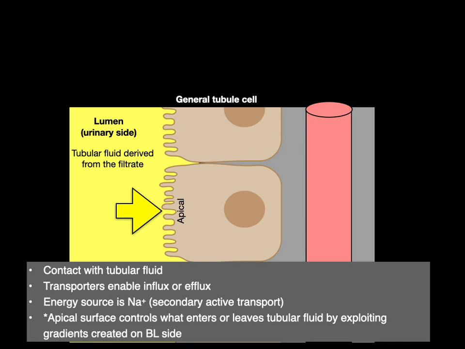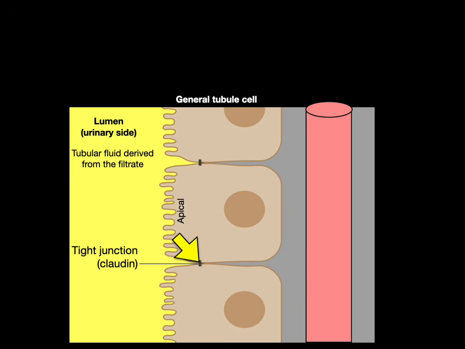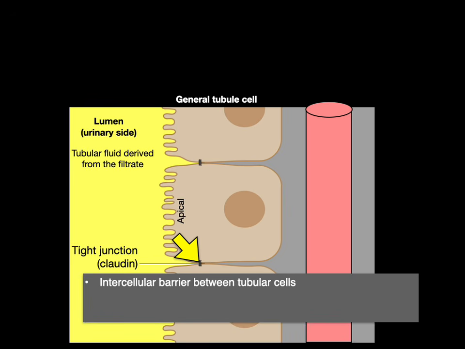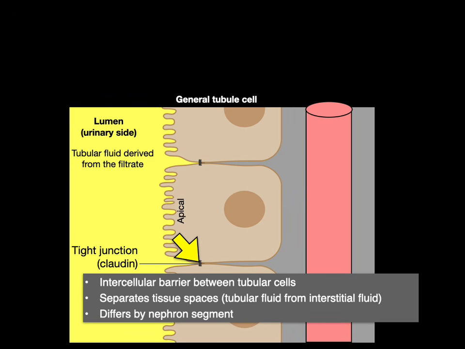That'll become very important. There is a tight junction, or a claudin. This is an intercellular barrier between tubular cells. It's what separates tissue spaces: tubular fluid, everything in yellow, from interstitial fluid, everything in gray. And how permeable these tight junctions are differs by nephron segment: proximal tubule, different parts of the loop of Henle, distal tubule, and collecting ducts.